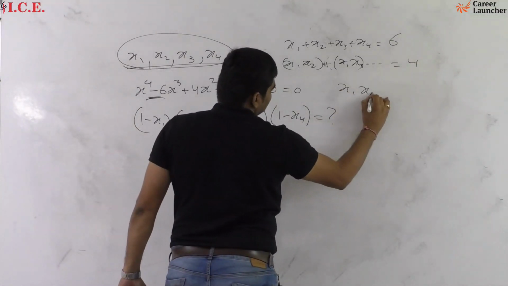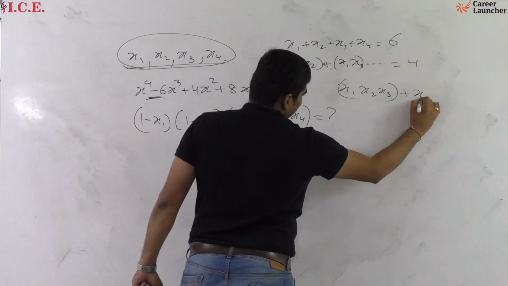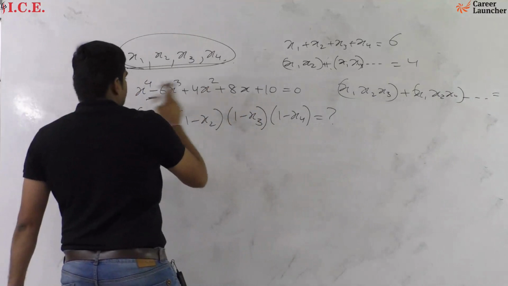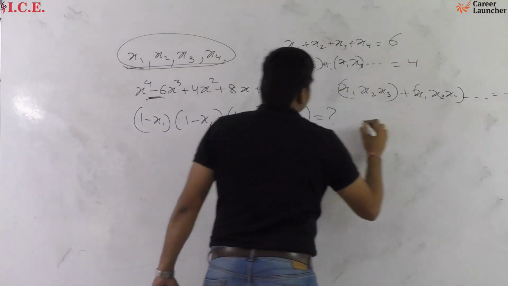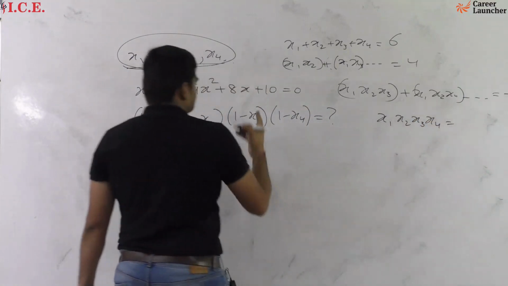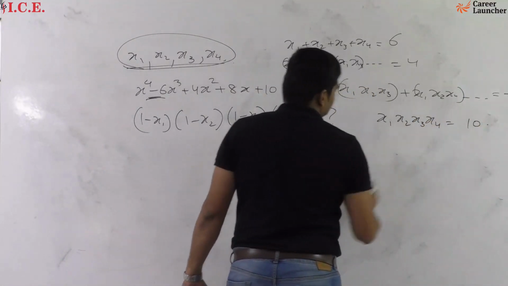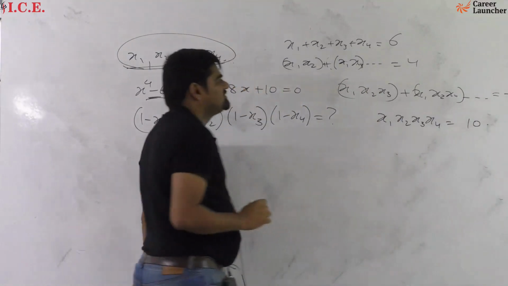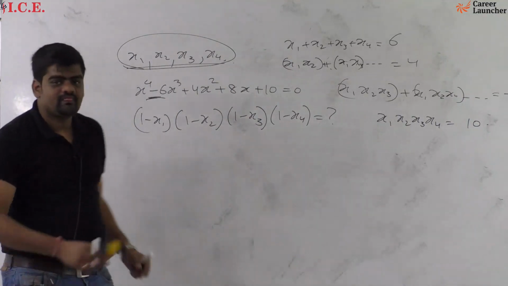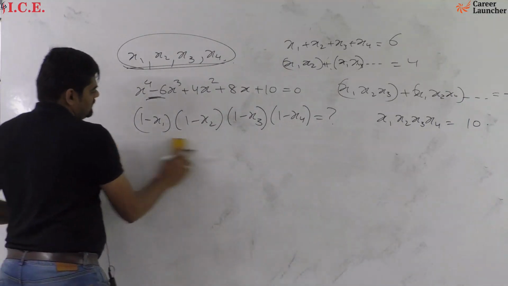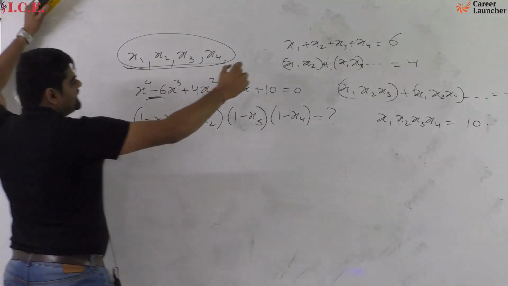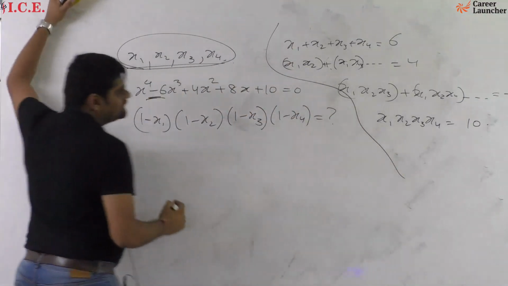Product of 3 is x1 x2 x3 plus x1 x2 x4 and so on, which is equal to minus of this, so it is minus 8. And x1 x2 x3 x4 is nothing but plus d by a. So these are the four equations: minus b by a, c by a, minus d by a, and e by a. These are the pieces of information we have as side information.